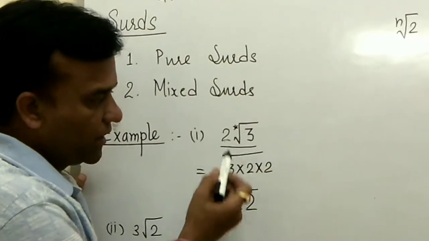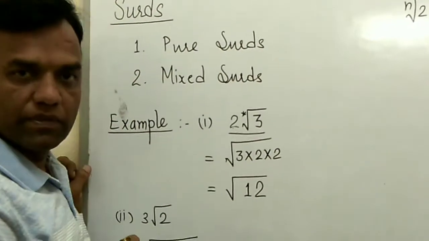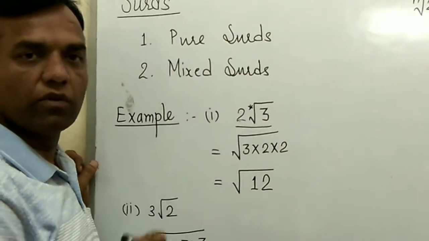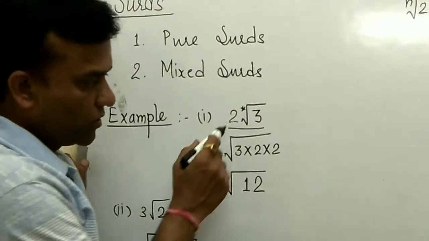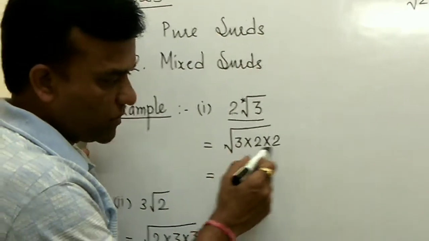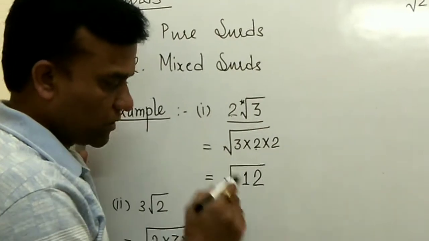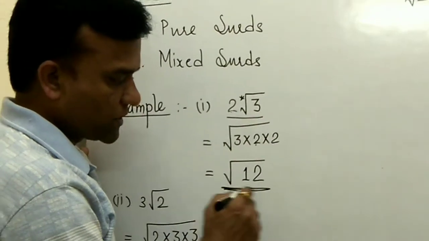So this 2 you convert inside, and if you want to convert into a pure surd you multiply 2 two times. So taking this 2 inside, you multiply 2 times 2 is 4, and 4 times 3 is 12. So root 12 is a pure surd.